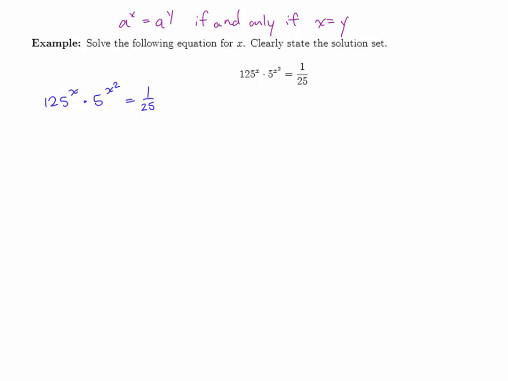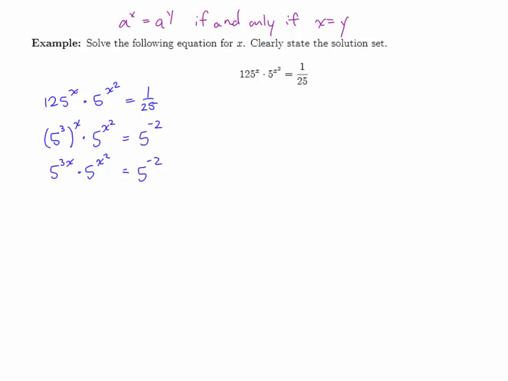So this 125 to the x, that can be written as 5 cubed raised to the x, and then that's times 5 raised to the x squared. And then on the right-hand side, we have 1/25. And so that we can think of as 1 over 5 squared, which means that it's 5 raised to the negative 2. If we continue simplifying this left-hand side, we'll see that we get 5 to the 3x, and that's times 5 raised to the x squared, and that's all equal to 5 to the negative 2.